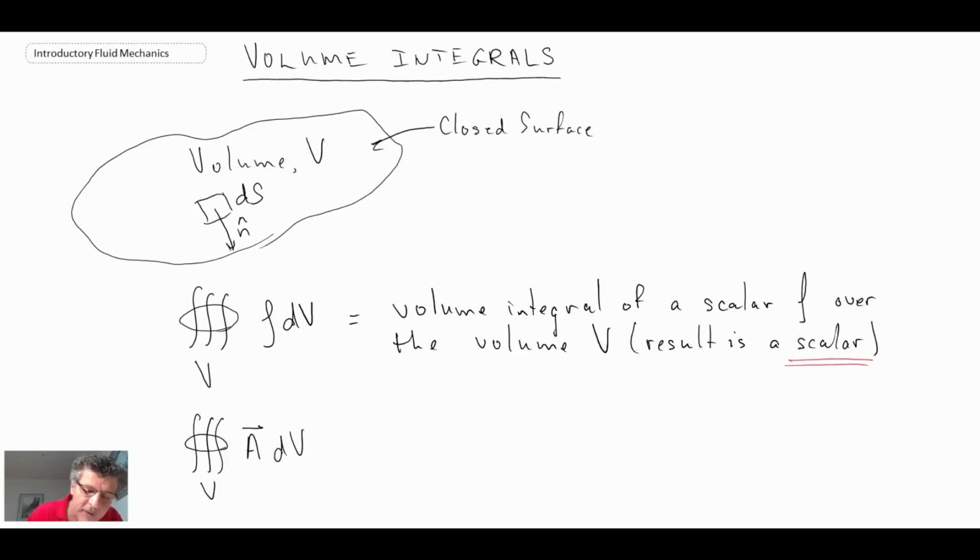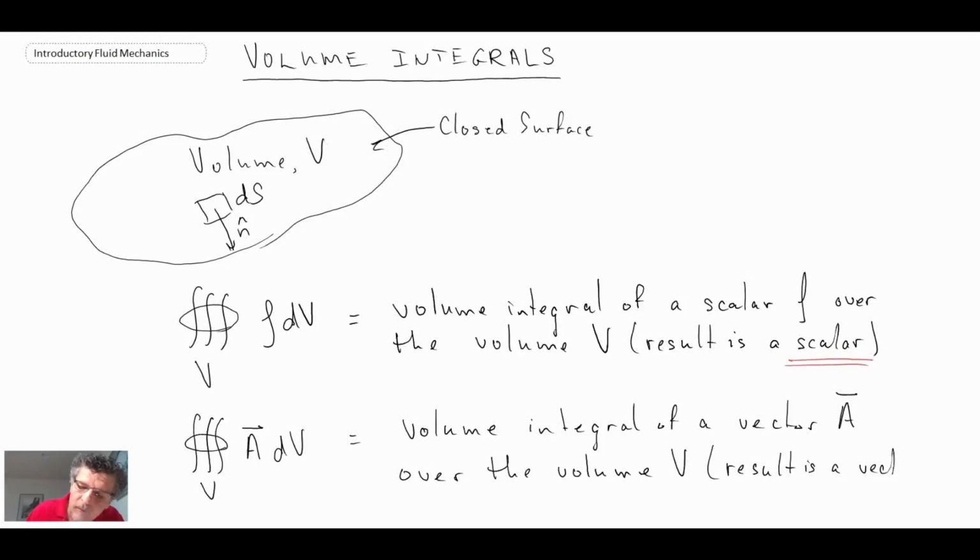So let's put an arbitrary vector here. So what we see is that when we do this, it's going to result in a vector. And those are the two different types of volume integrals we can encounter in fluid mechanics.